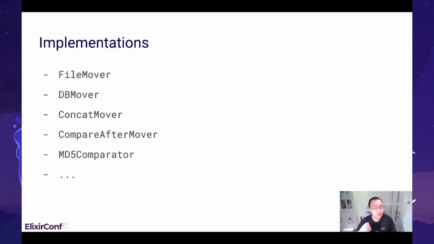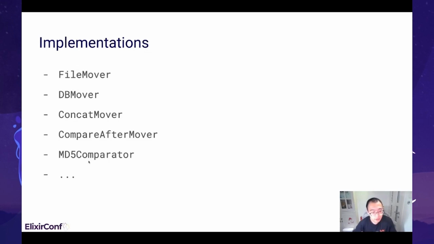And with these two roles, we can define different implementations. We can have a file mover that moves the file from S3 to Google Storage, and we can have the DB mover that copies the database records from the older records to new records. And we can have a concat mover that takes two movers in sequence and calls them in sequence. And we can have a CompareAfterMover that takes a mover and a comparator, and also calls the mover first and calls the comparator to compare the data that gets moved.